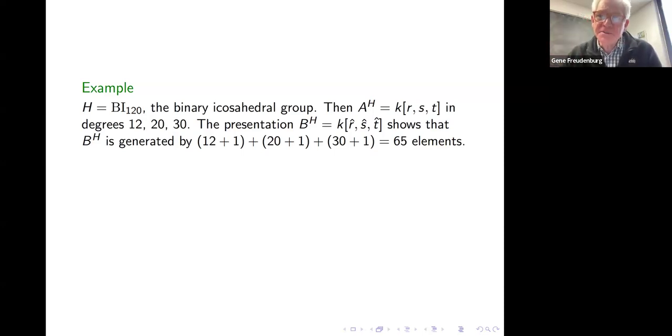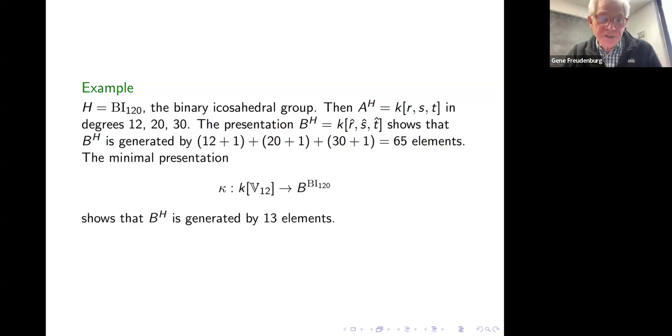But of course, the whole game is to reduce the number of generators. The minimal presentation that I give in that theorem uses the irreducible SL2 module V12 of dimension 13. And so BH is in fact generated by 13 elements. And 13 comes from that R hat, because R has degree 12. So you can throw away S hat and T hat. You just keep R hat, whatever that function is. I give it explicitly, but that's not important here.